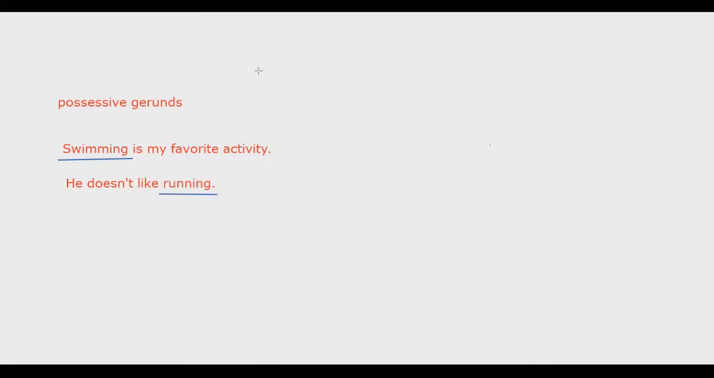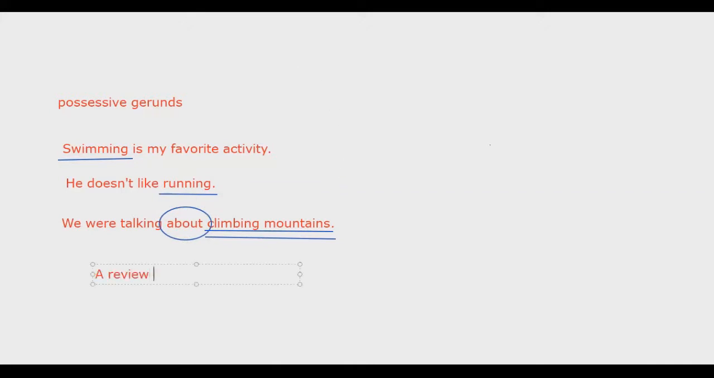Or for the object of a preposition, you could say, we were talking about climbing mountains. Here we have a gerund. Well, it's actually a gerund phrase because we have climbing and mountains, two words. So it's a gerund phrase here, but it can be the object of a preposition. In this case, the gerund climbing is the object of the preposition about. So that was just a review on gerunds.